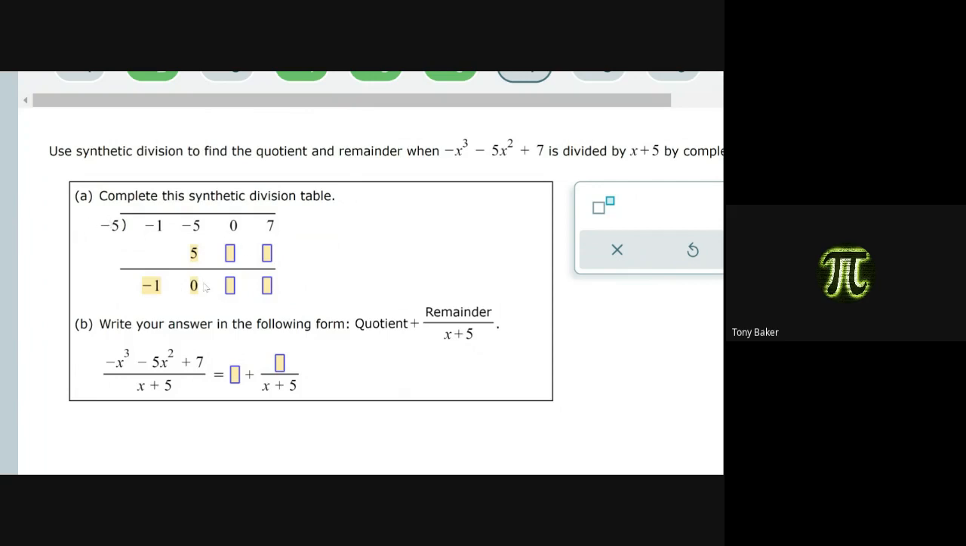-5 times 0 is 0. 0 plus 0 is 0. -5 times 0 is 0. Then 0 plus 7 is 7. All right.